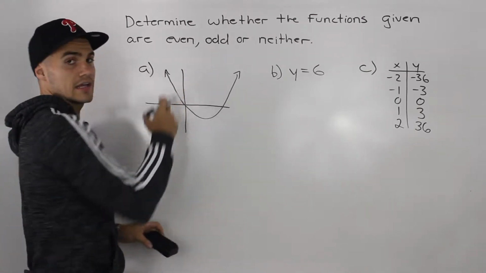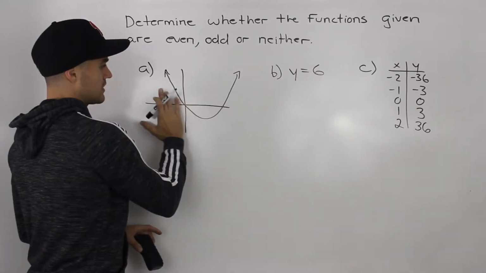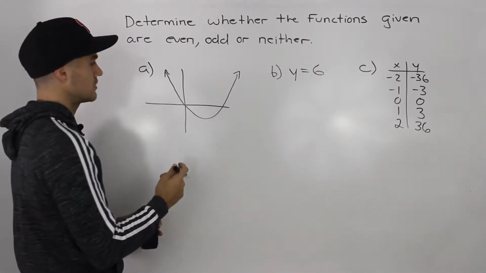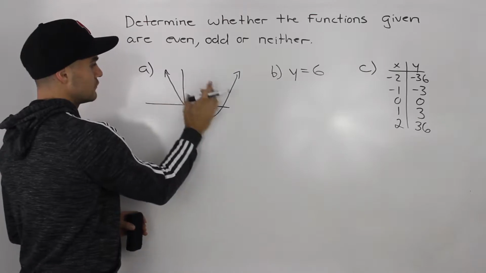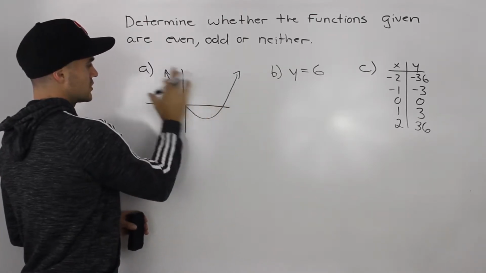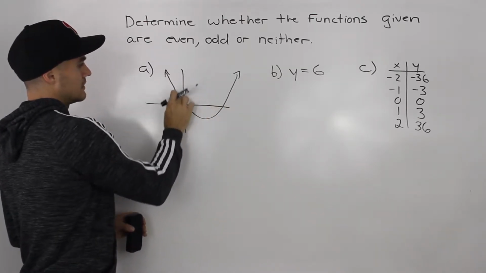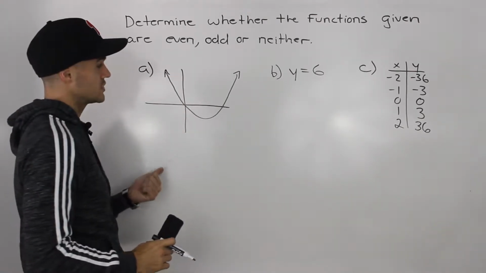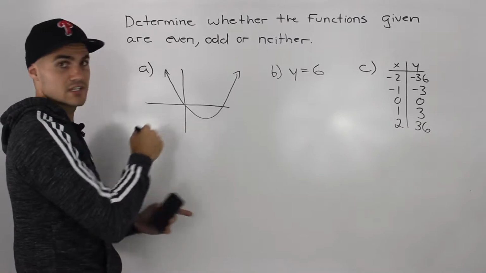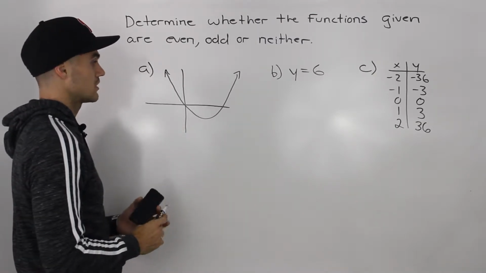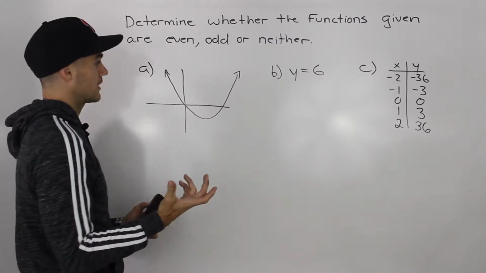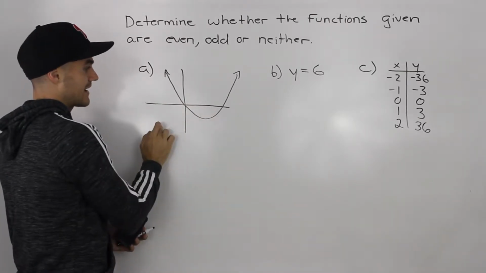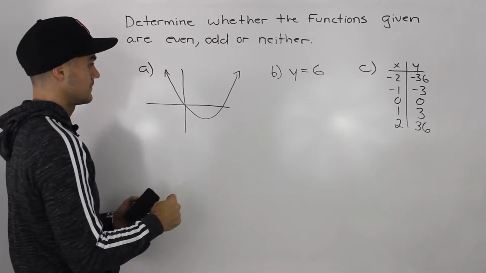If it's even, it's symmetrical about the y-axis. And if you notice, this function is not symmetrical about the y-axis at all. If you flipped this part of the function onto this part, you wouldn't get this left side here. Is it odd? Well, if a function is odd, it means it's rotationally symmetrical about the origin. Or another way to look at an odd function is if you reflect it in the y-axis and the x-axis, you get the same function.